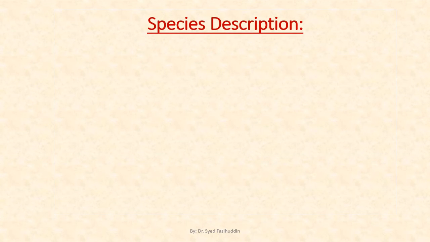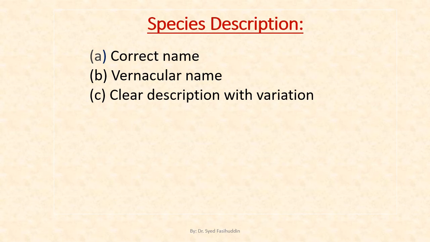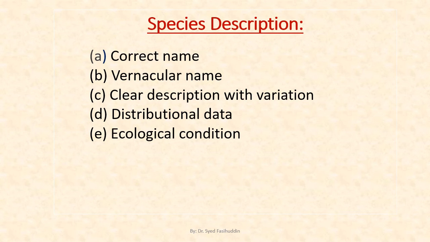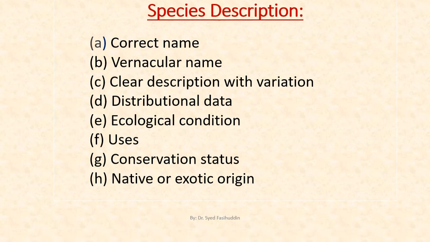Then species descriptions. It should contain the correct name, the vernacular name, the clear description of the variation, distributional pattern, ecological information, the uses, conservation status, nativity or exotic.